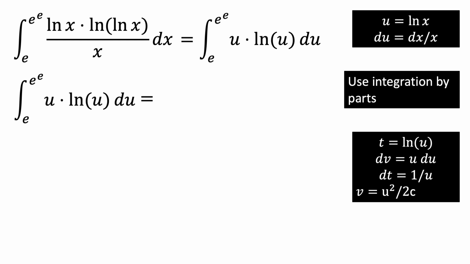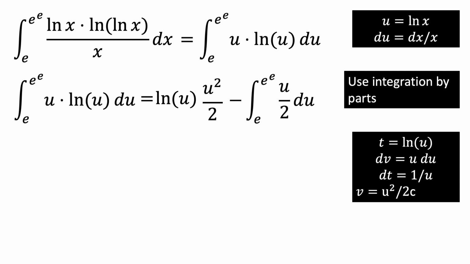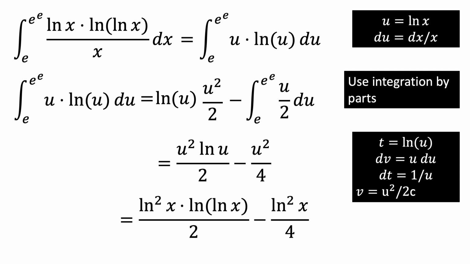If I follow the integration by parts formula, I will get the natural log of u times u squared over 2 minus the integral of u over 2 with respect to u. I can now evaluate this, and I would get u squared times the natural log of u over 2 minus u squared over 4. I can then substitute back in the natural log of x for u, and I would get the natural log squared of x times the natural log of x over 2 minus the natural log squared of x over 4.